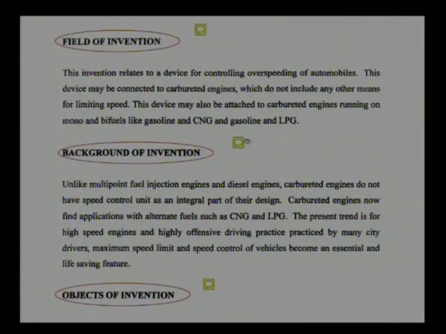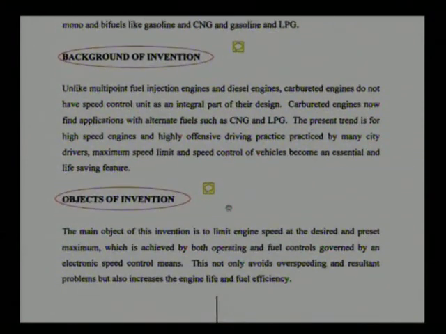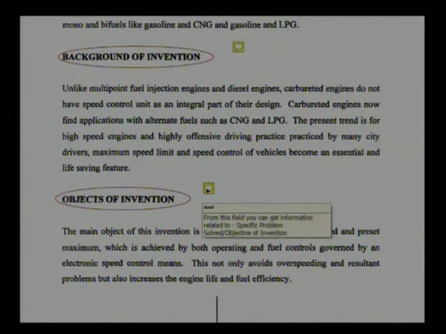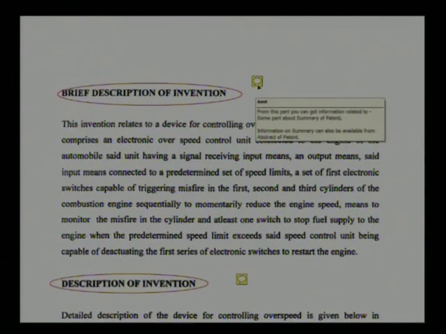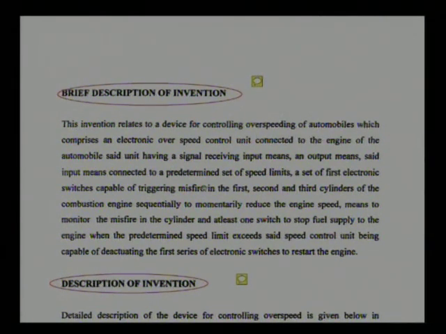The background of invention. From this part you can come to know what existing technologies are available and what their drawbacks, disadvantages or problems are. All this information will be covered under this part. The next part is the objective of the invention. This part comprises the advantages and objectives, what will come after this patent. These details will be covered under this part. Next is the brief description of the invention. This part briefly describes what the invention is about, and its advantages and objectives.